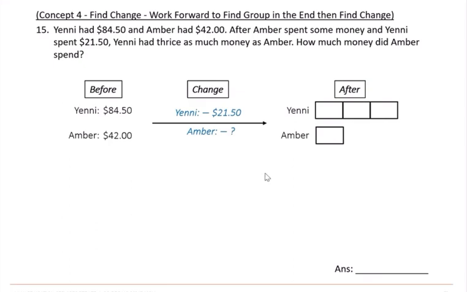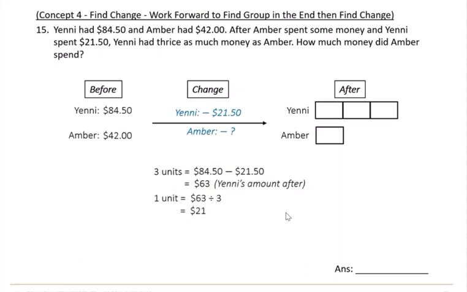So if you look at your question and your before change after model carefully, you actually can work forward to find Yenny in the end. Find the group in the end, which means Yenny. You can find Yenny in the end by taking 84.50 minus 21.50 to get the value of 3 units, which is $63. Because you cannot work out Amber, you don't even know her change. How are you able to find her group in the end? Okay, so 3 units is $63. Look for 1 unit, 63 divided by 3.